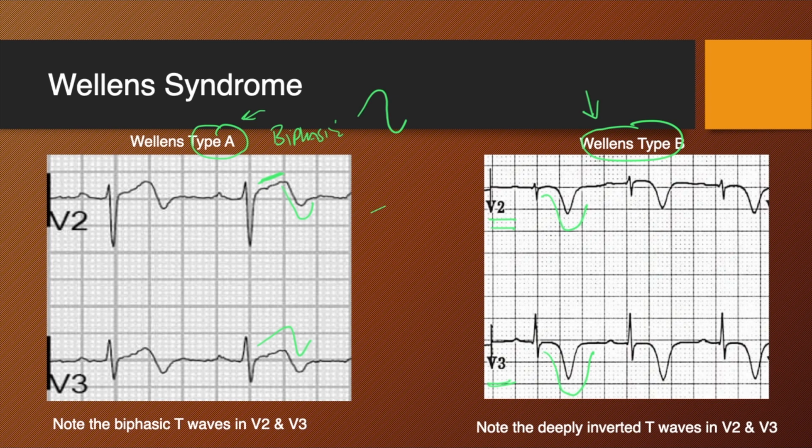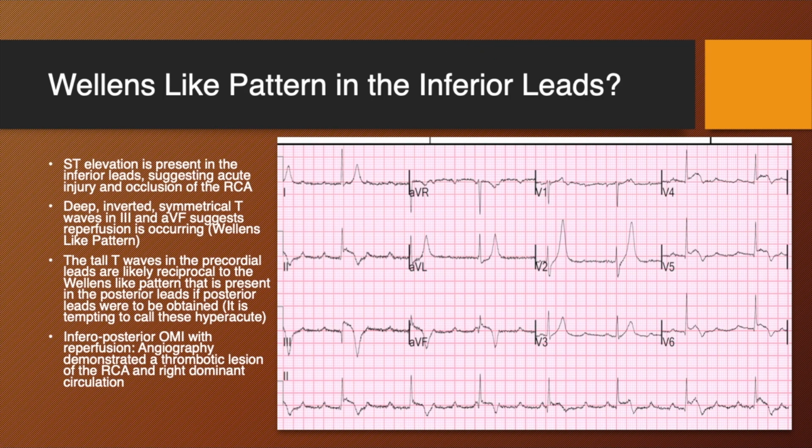And again, remember that this is going to have a history of chest pain that has resolved, and they still have these ECG findings left over. All right, and then this is just demonstrating that you can have a Wellen's-like pattern in other leads, even though Wellen's is classically thought of as occurring in V1 and V2. You can see this occur in some other leads, right?